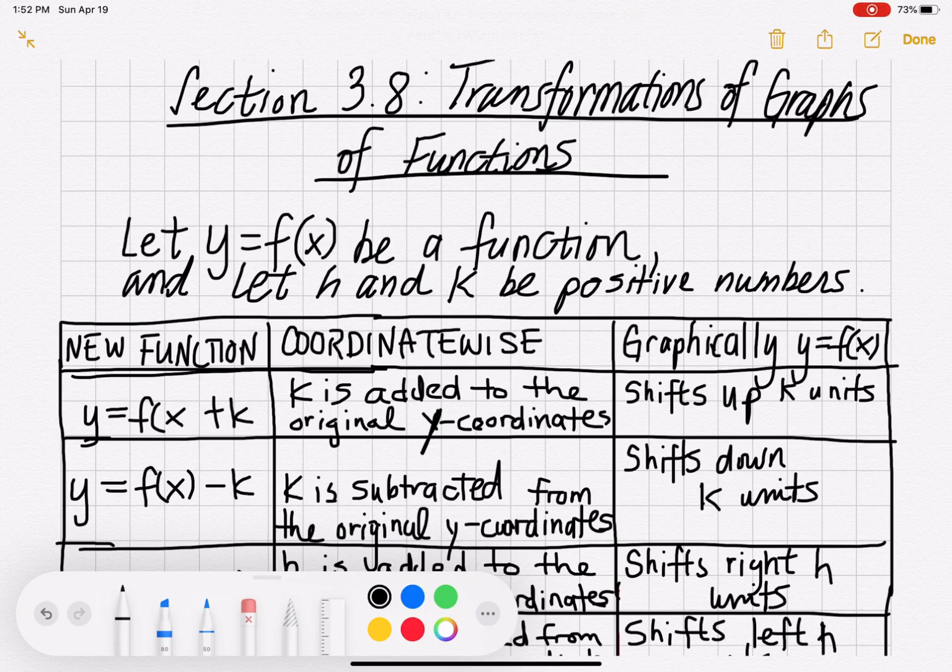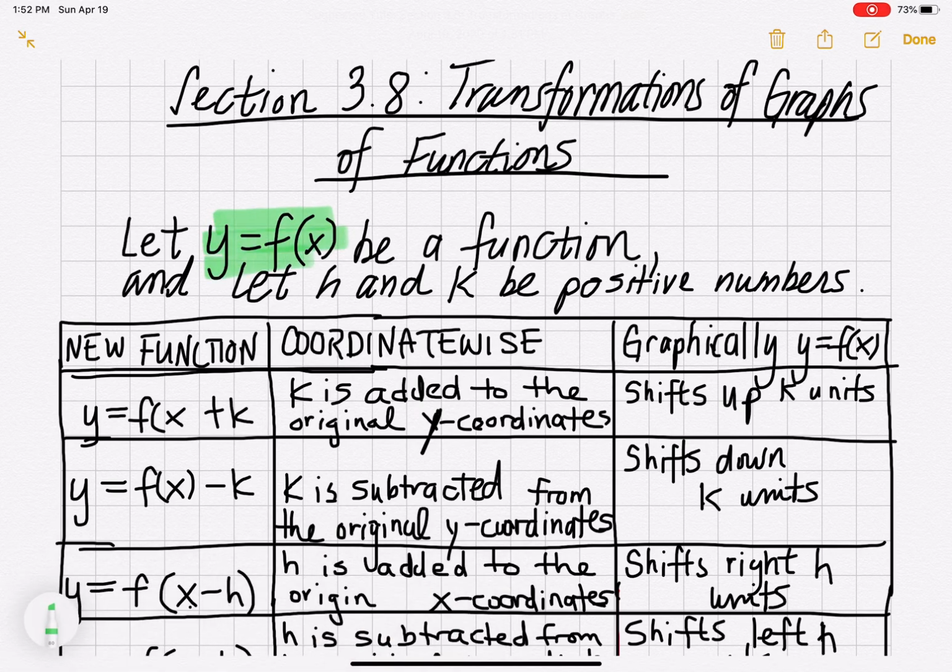So we're at our very last section in the course, which is section 3.8. This is about transforming graphs of functions. So the idea is that we're going to start off with some function. Let's call it y equals f of x. We're going to call this our parent function, y equals f of x.